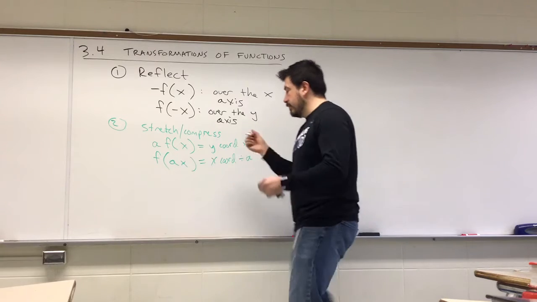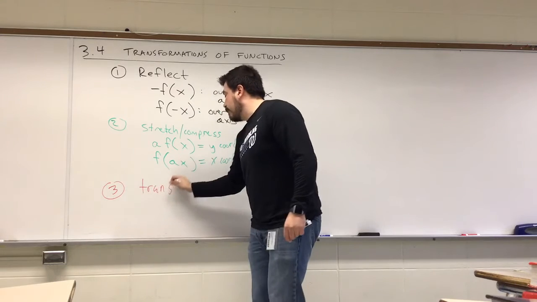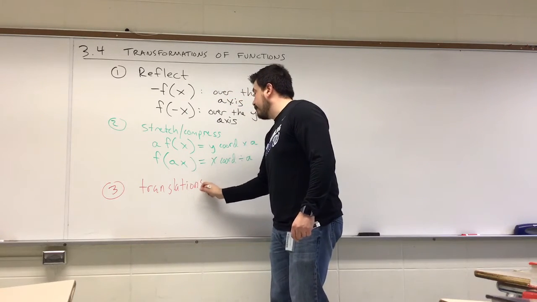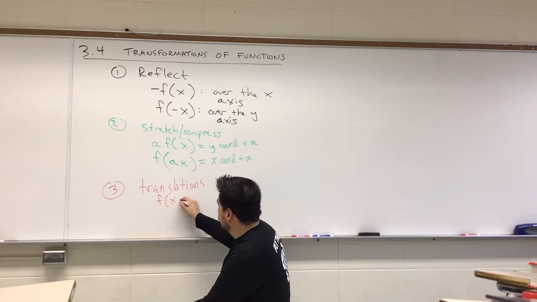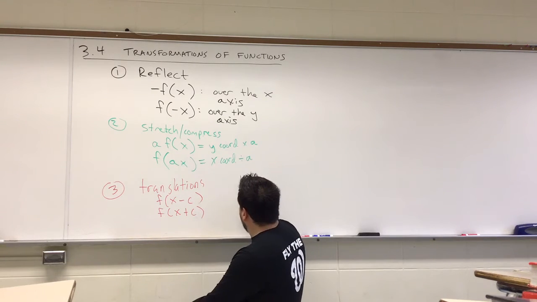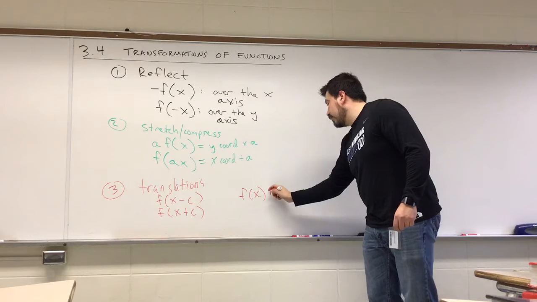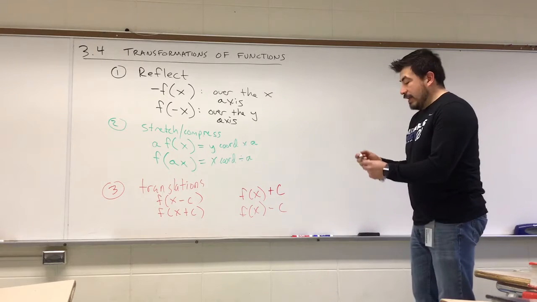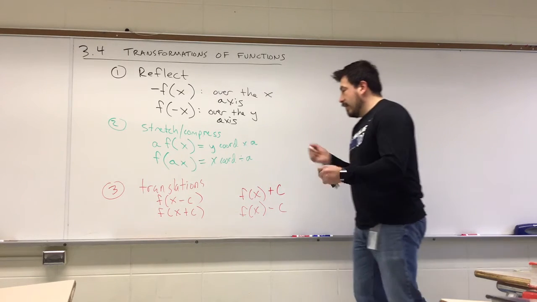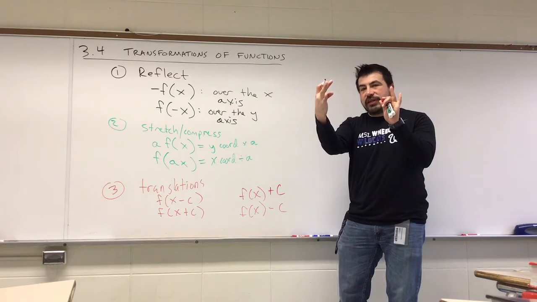Okay, and then the last thing that we'll do is the translations. And those are one of several. You can have f of x minus a number, f of x plus, and then outside of the parent graph, plus or minus. Okay, and in all of these cases, we're going to get just the entire picture to shift. Nothing's going to change about the shape. It's just going to move.